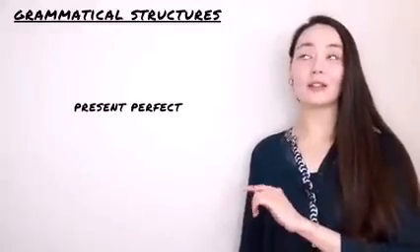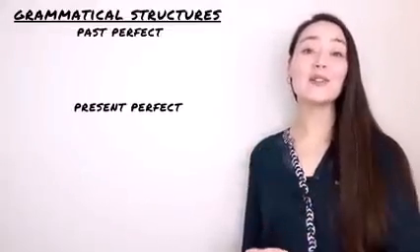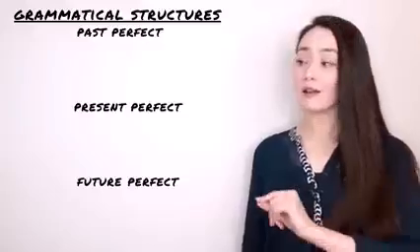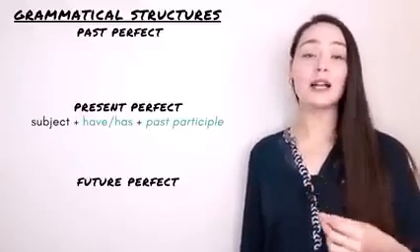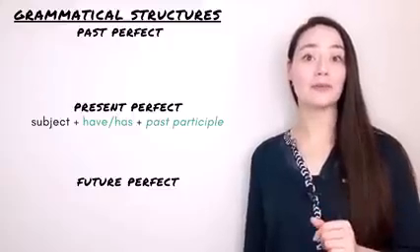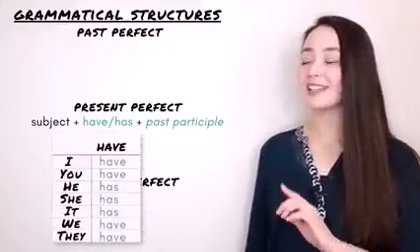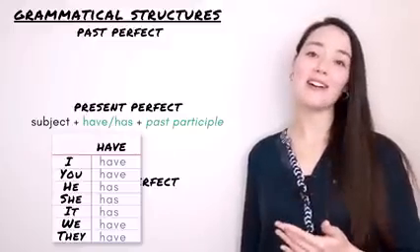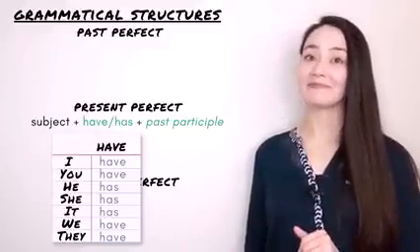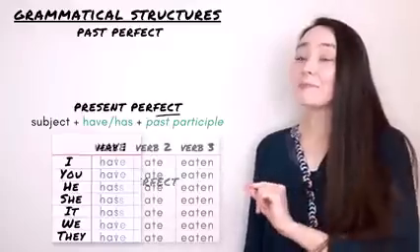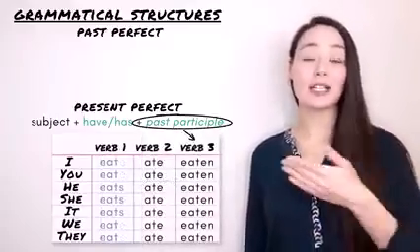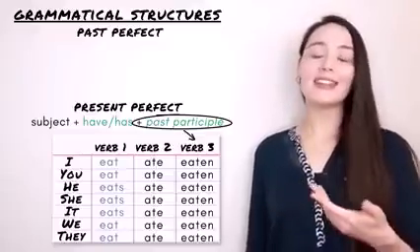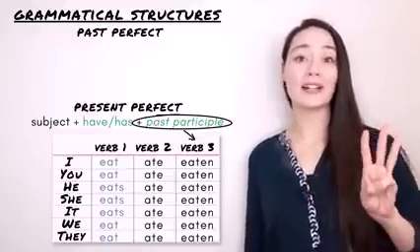Present perfect, past perfect, future perfect. Present perfect: subject, have or has plus the past participle. Remember to choose have or has depending on your subject. And that past participle is verb number 3. For example, eat, ate, eaten. Eaten is my past participle, verb number 3.